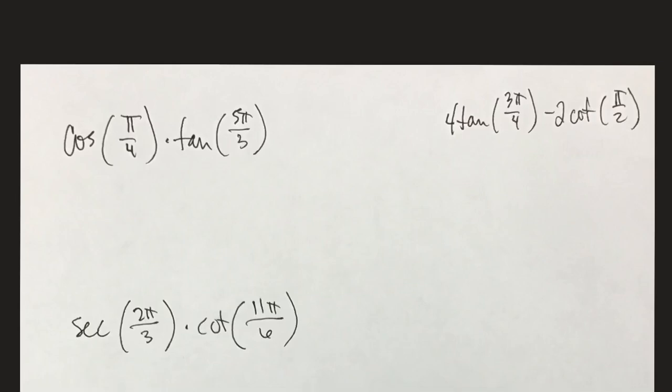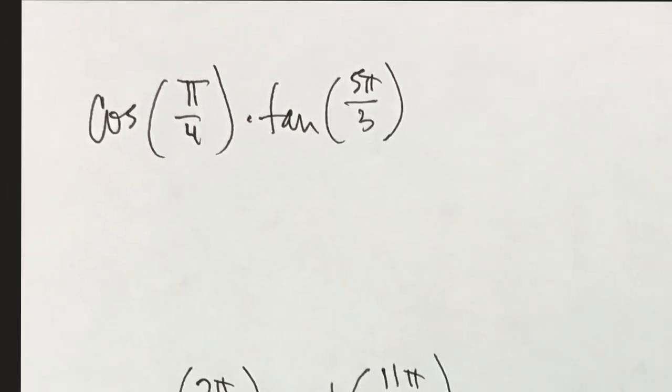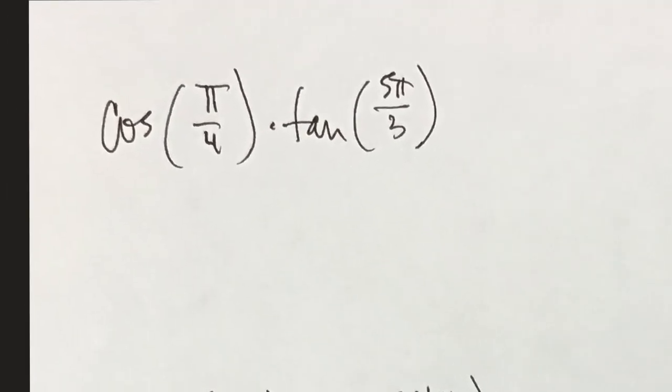Okay, so this is kind of a novel thing to do. We're going to use our unit circle and then perform some fifth grade addition, right? Maybe. We'll see what happens. Okay, so first we start off with cosine pi over 4 times the tangent at 5 pi over 3.